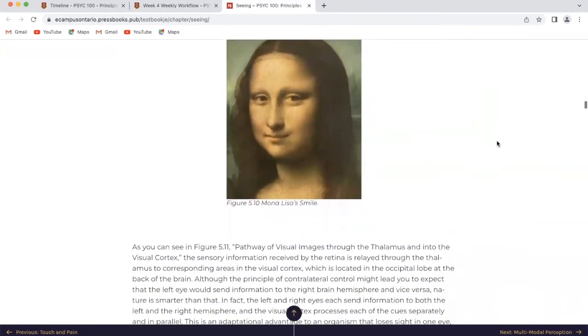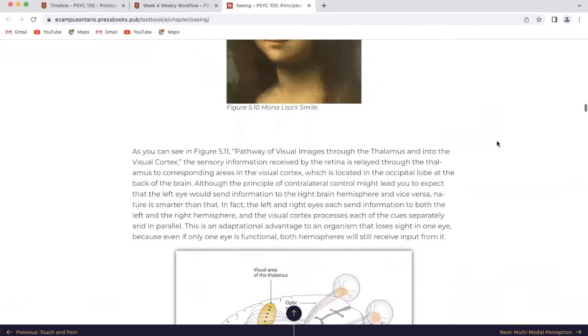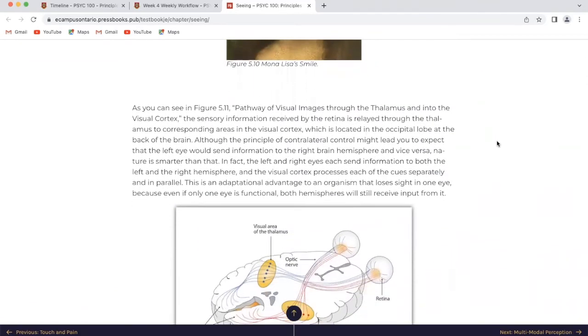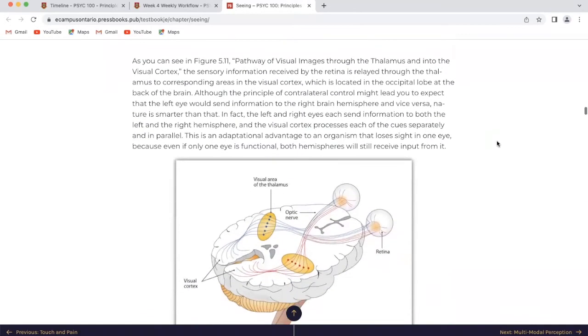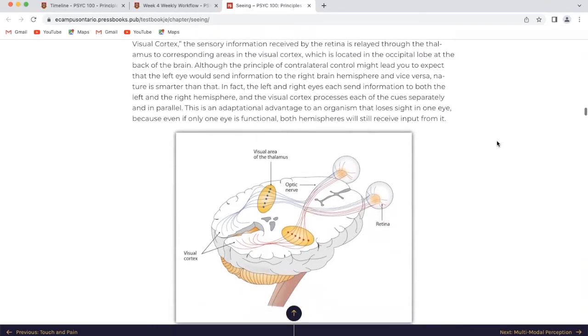As you can see in the next figure, if you're watching this on YouTube, the pathway of visual images goes through the thalamus and into the visual cortex. The sensory information received by the retina is relayed through the thalamus to corresponding areas in the visual cortex, which is located in the occipital lobe at the back of the brain.